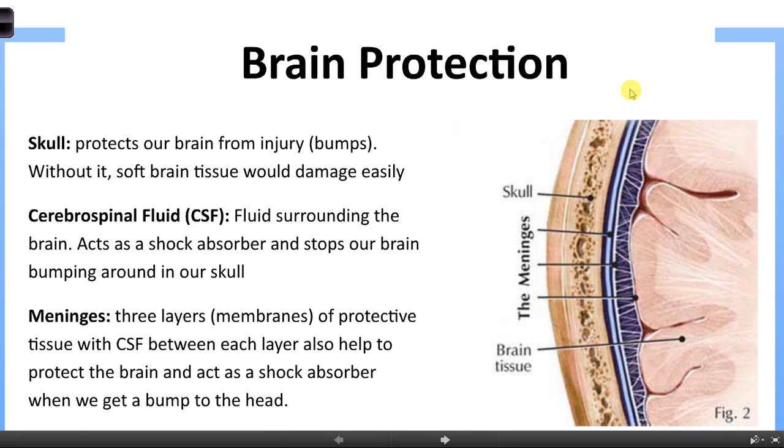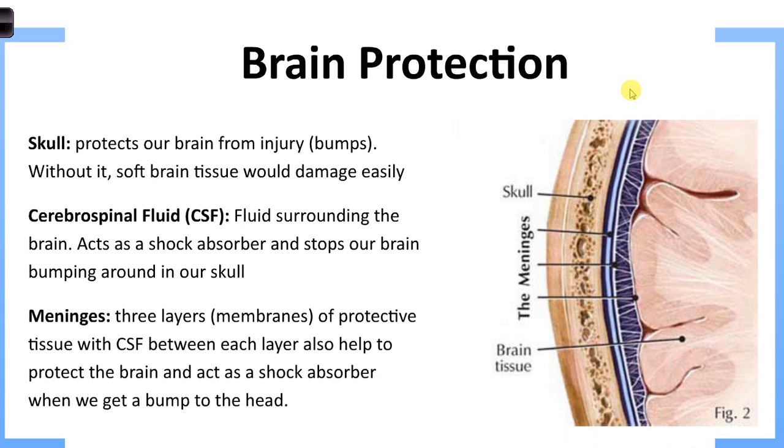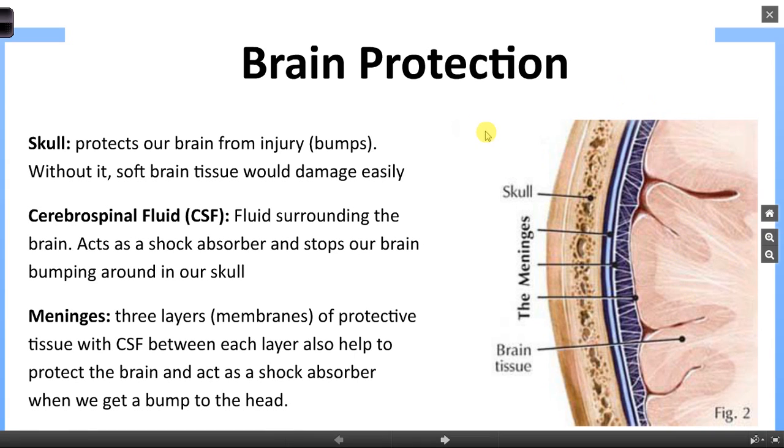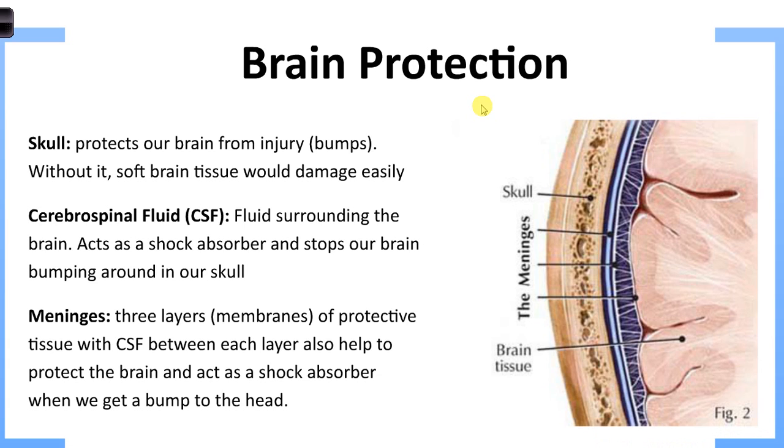The skull really protects our brain from injury, from bumps, and without it the soft brain tissue would be damaged really easily. The brain tissue itself, these neurons, is a very soft tissue. If you squeezed it with your hands, it feels quite jelly-like, and you can damage it quite easily.